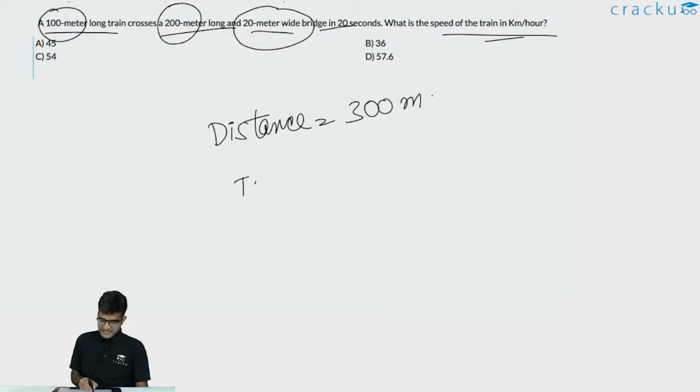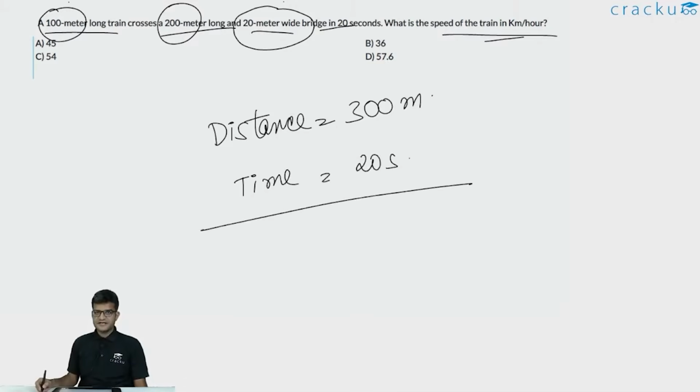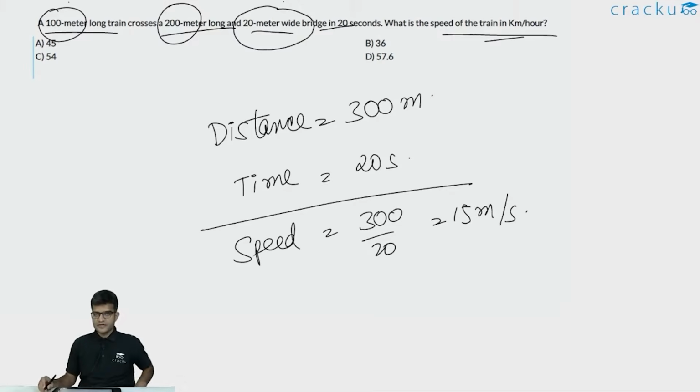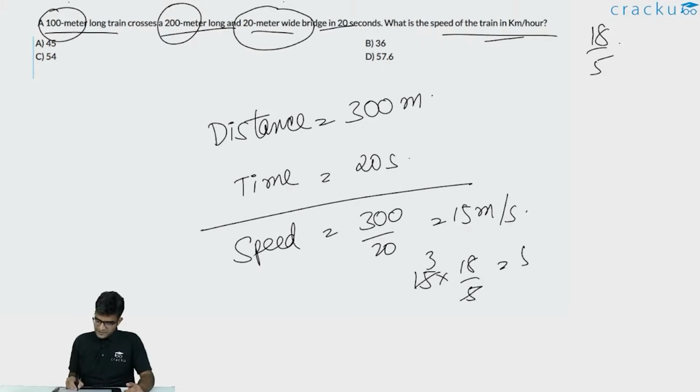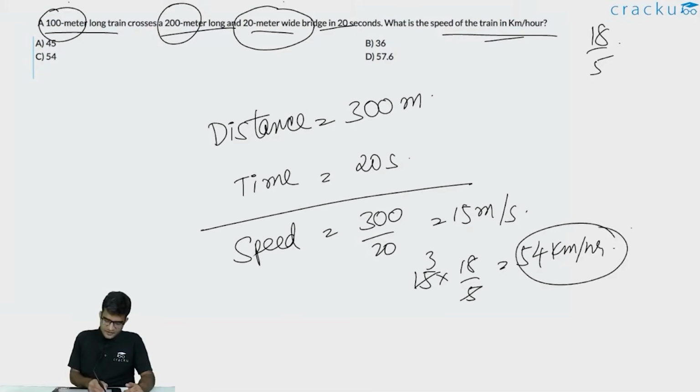And the time that it has taken is 20 seconds. So the speed of the train is distance divided by time, which is equal to 300 divided by 20, which is 15 meters per second. If you are trying to convert a speed from meters per second into kilometers per hour, you have to multiply it with 18/5. So the speed of the train will be 15 into 18/5, which is equal to 54 kilometers per hour. So the answer for this question is option C, which is 54 kilometers per hour.